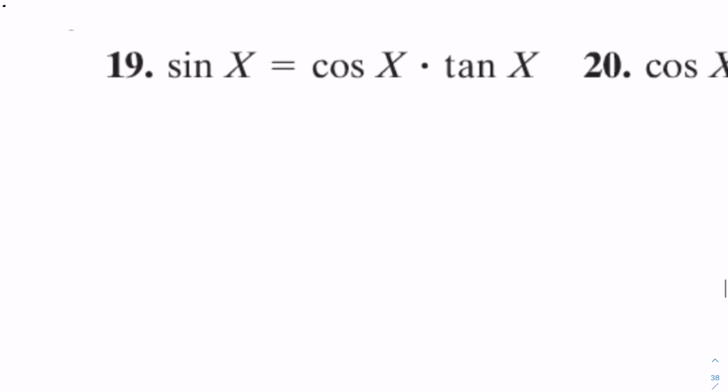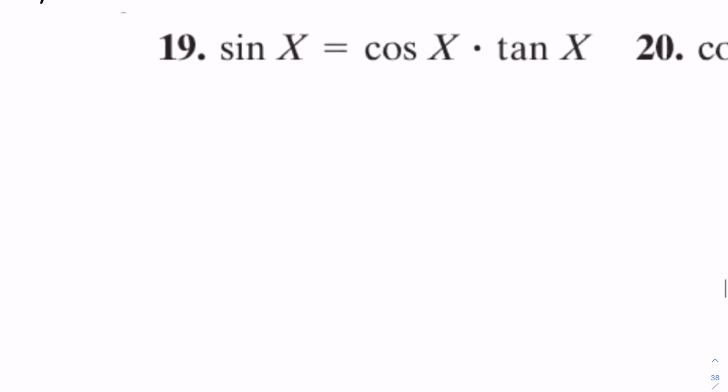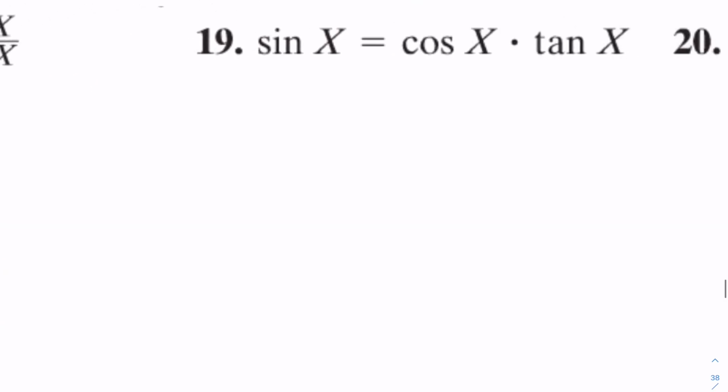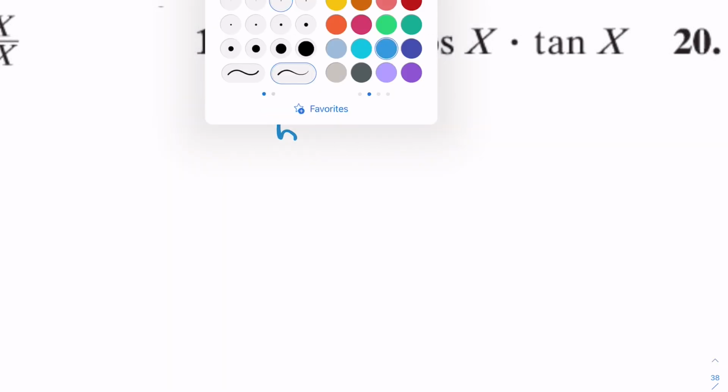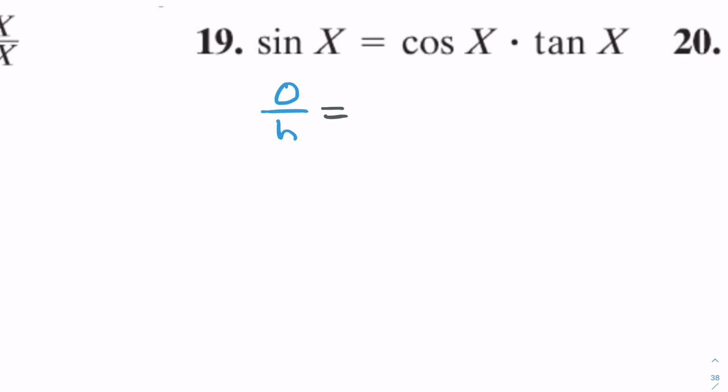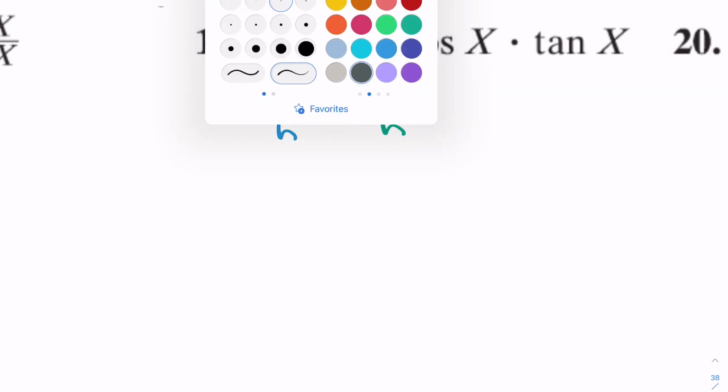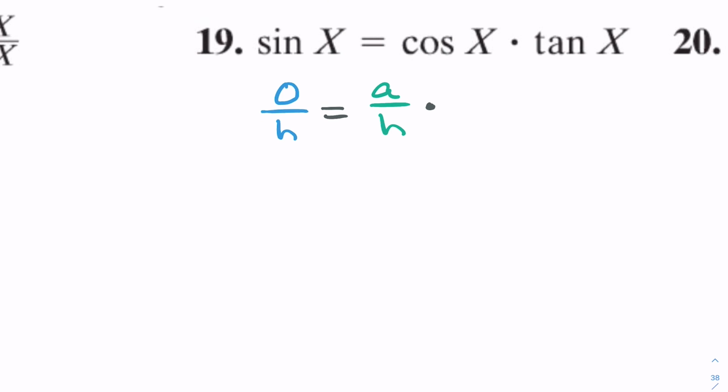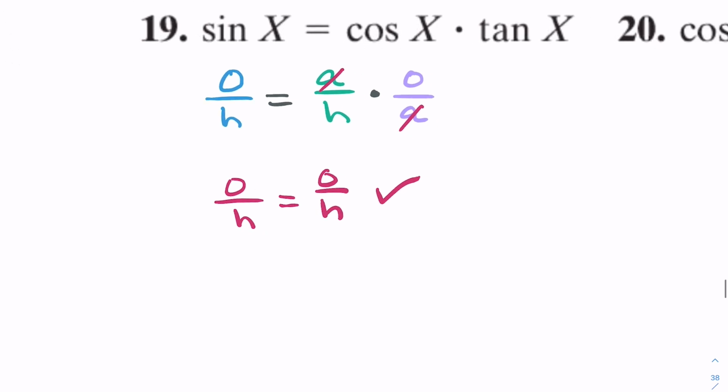This other identity, here we have the sine and the cosine and the tangent. Well, let's write them all out. So the sine is opposite over hypotenuse, the cosine is the adjacent over hypotenuse, and the tangent is opposite over adjacent. All right. And then we go, oh, look at the A's. The A's will go away. So O over H equals O over H. And that checks out.